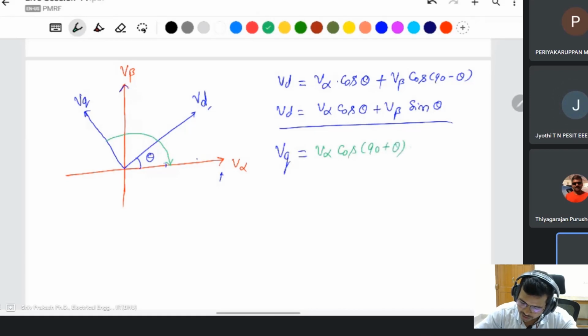Okay, plus, same, second V beta is cos theta. This angle is theta only. Then Vq is equal to minus V alpha sin theta plus V beta cos theta.